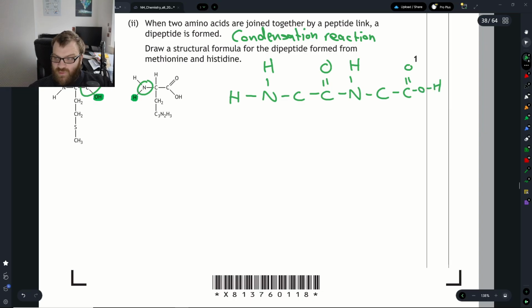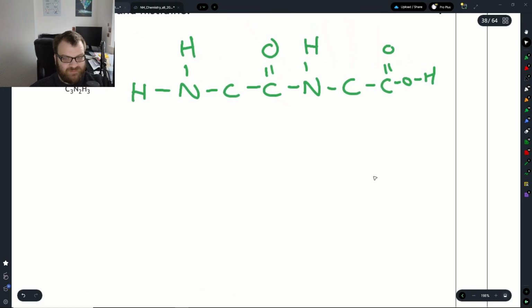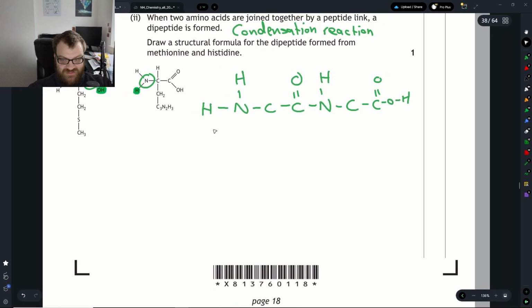H. What's different about this compared to other questions on proteins is we're only joining two of them. We're not changing the left hand and right hand sides of them. If it was taking a protein chain that was continuing, you would have to do that. I now just need to put all the correct connections in. First one I had a H coming up.